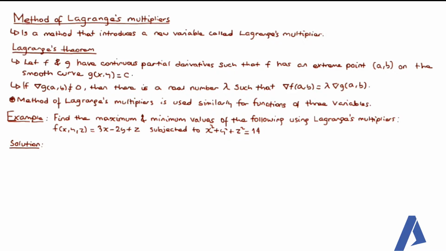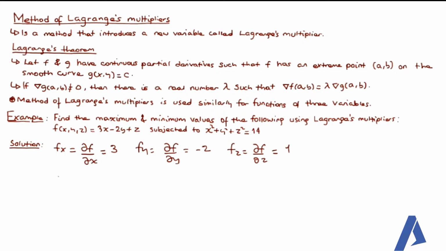ስለዚህ እዚህ ጋር የመጀመሪያ ስቴፓችን ምንድነው? It's finding the constant lambda, Lagrange's multiplier መፈለግ ነው ማለት ነው። ስለዚህ we have three equations እዚህ ጋር, since this is a function of three variables, fx which is equal to del f by del x is equal to 3, fy which is equal to del f by del y equal to -2, and fz which is equal to del f by del z is equal to 1.